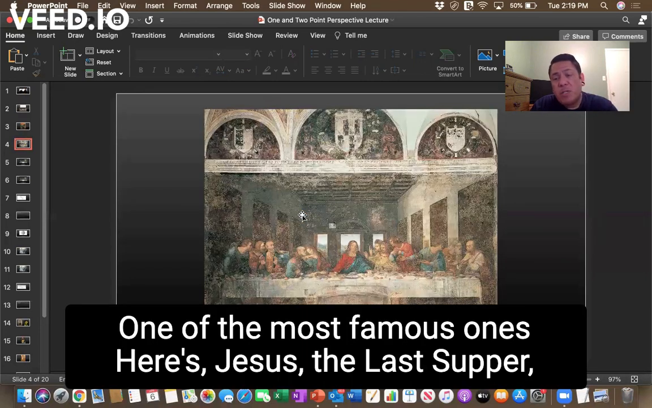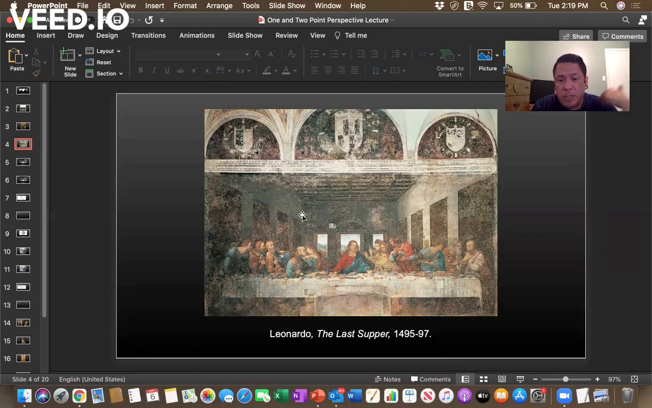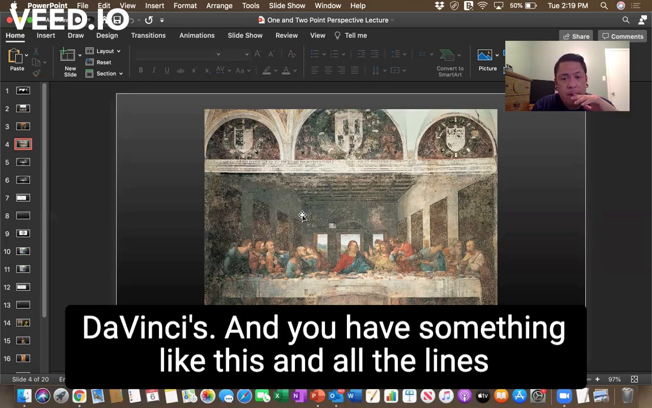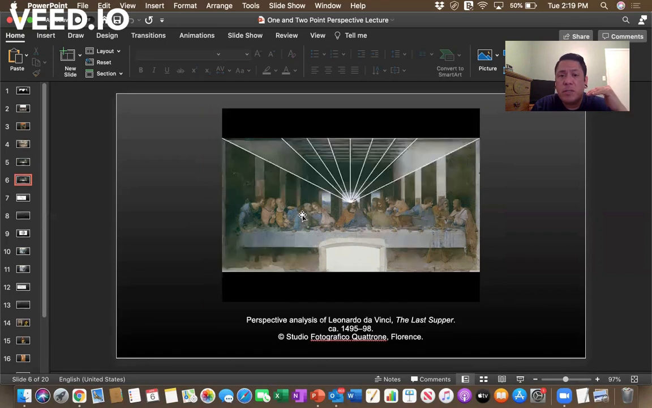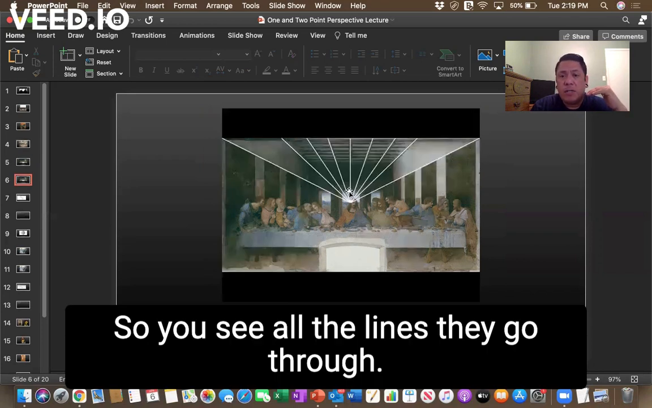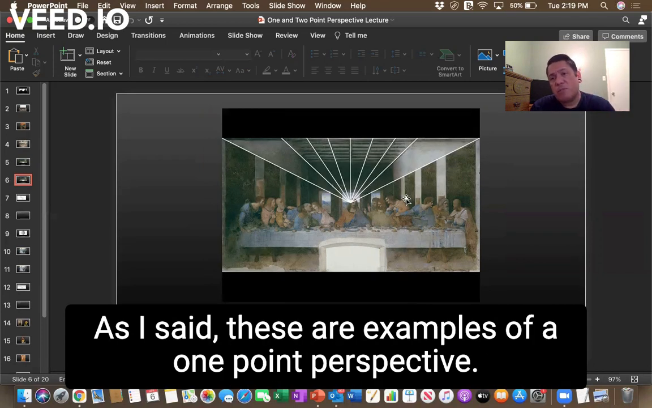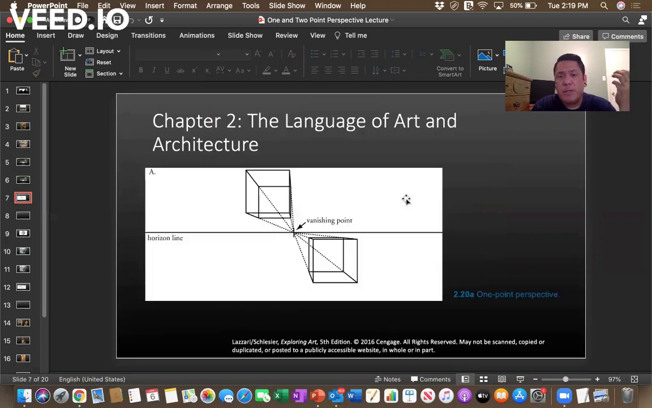One of the most famous ones, here's Jesus, the Last Supper, Da Vinci's. And you have something like this. And then all the lines here recede to Jesus. So you see all the lines they go through. So as I said, these are examples of 1 point perspective.